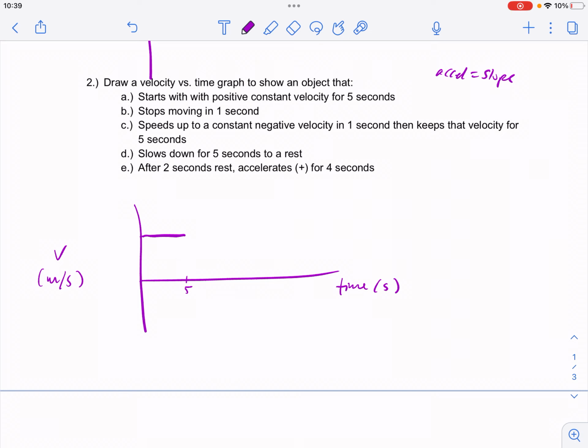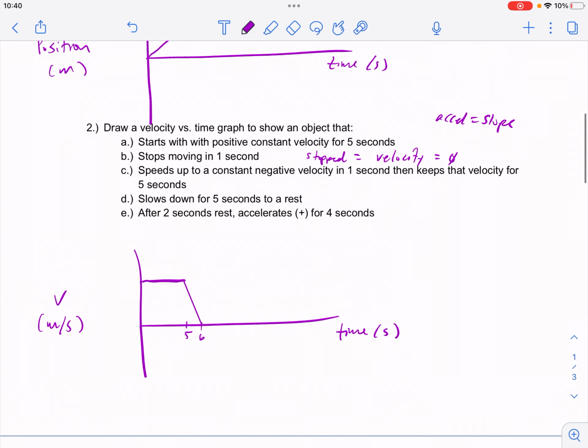Then it stops moving in 1 second. So I think what that indicated is that it comes to a stop in 1 second. So that would mean that it goes from having a constant positive velocity to having 0 velocity, right? So being stopped is equivalent to having 0. Okay, stopped equals velocity is 0.